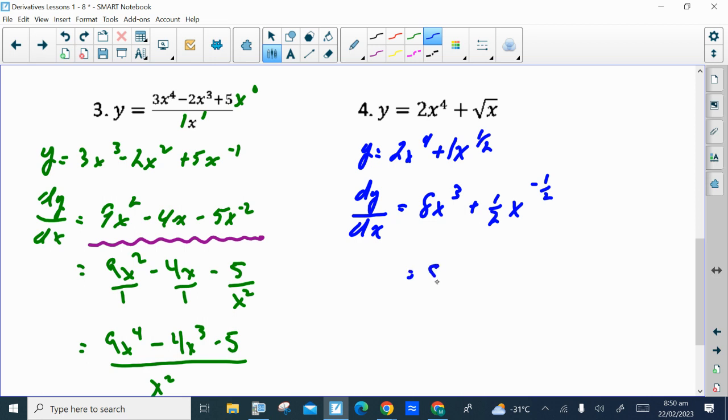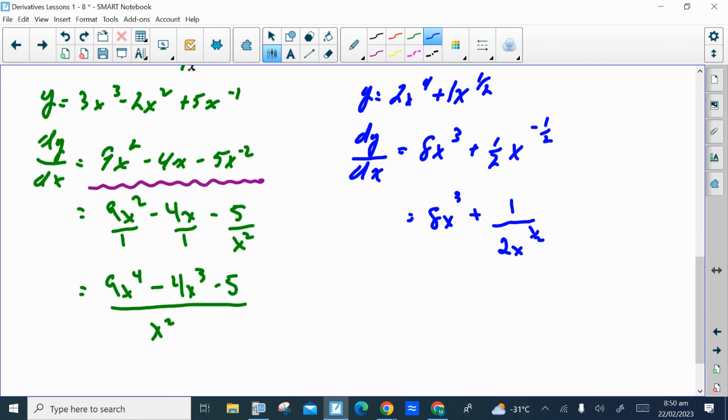Now again, if you were checking answers in the back of the book, they may do a couple things. One of them would keep the 1 on top. The x would go down to the bottom with the 2, and that would make the exponent sign positive, positive a half. And we know that positive a half means square root, but it's only on the x, not the 2. So it's 8x cubed plus 1 over 2 root x.